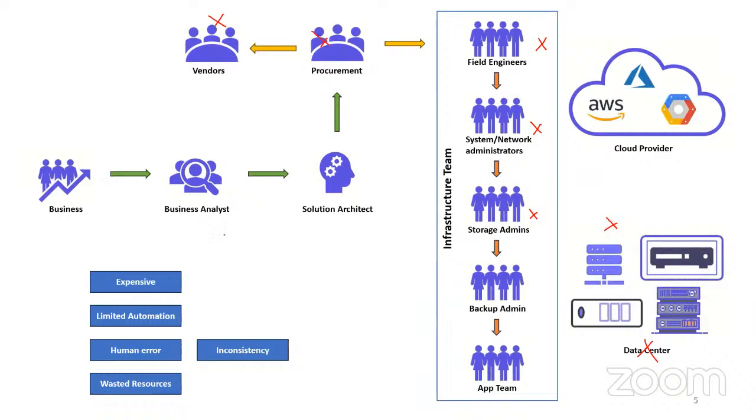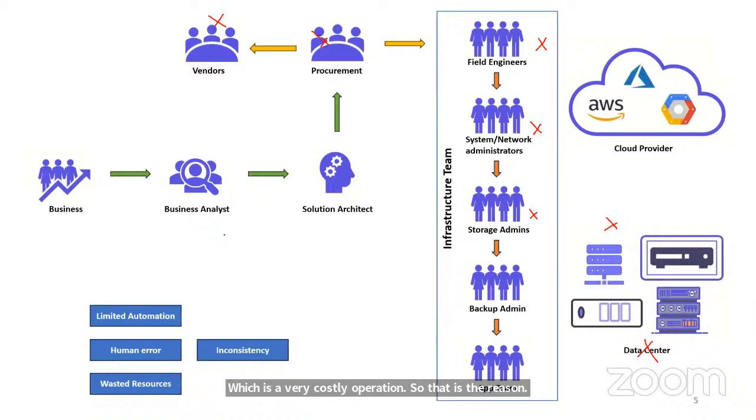Now tell me, which is costly? Is the traditional deployment model costly, or the cloud computing model costly? I would say that the cloud computing model is cheaper compared to the traditional working model, because now I don't need to maintain the data center itself, which is a very costly operation. So that is the reason I am removing the expense also. In a cloud computing model, I am talking about cloud, guys, it is cheaper compared to the traditional working model.